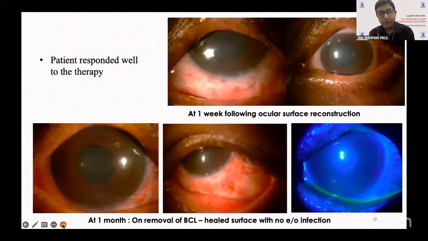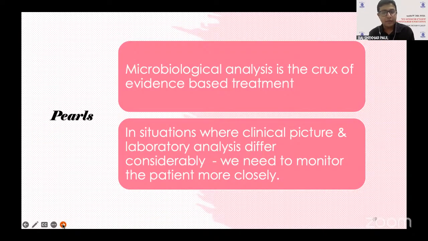The patient responded well to the therapy at 1 week follow-up. At 1 month, on removal of the BCL, we see a healed surface with no evidence of infection. So the caveat is microbiological analysis is the crux of evidence-based treatment. But in situations where the clinical picture and lab analysis differ considerably, we need to monitor the patient even more closely.